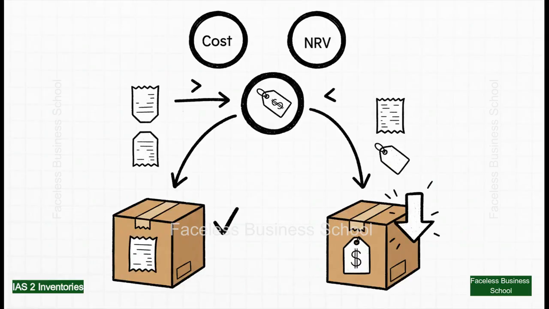And this right here shows you exactly how that rule gets put into action. If you calculate your NRV and find out the inventory is worth more than what you paid, fantastic. But guess what? You don't do a thing. You just stick with the original cost. But, and this is the important part, if the NRV is lower than the cost, you absolutely have to face the music and recognize that loss right away. You do this by writing down the value of the inventory on your books to that lower NRV.